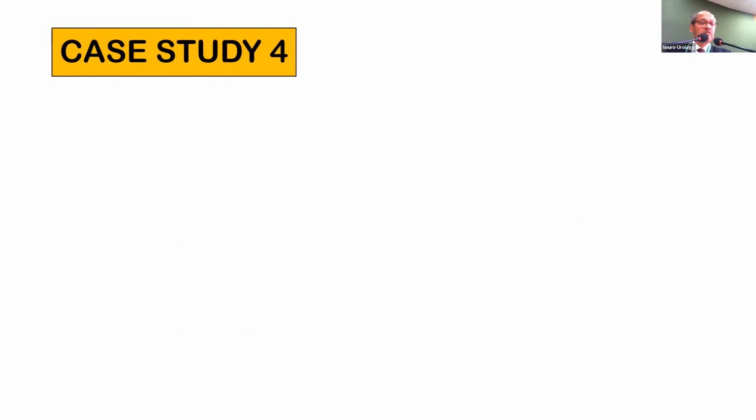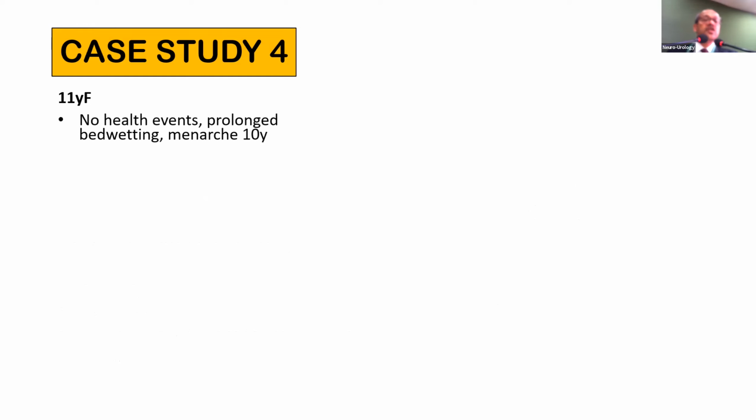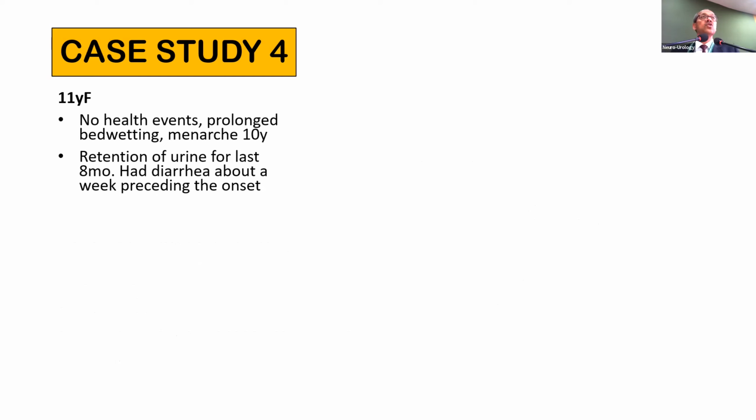And so that takes me to our fourth and final case. This is an 11-year-old girl who has no health events in the past. She has no history of prolonged bedwetting. She had menarche about 1 year ago. She had retention of urine about 8 months ago, following a bout of diarrhea, which occurred about a week prior to the episode of retention. We're not sure whether there was a cause and effect relationship, but that's the only thing that happened in terms of whatever you could call a health event.